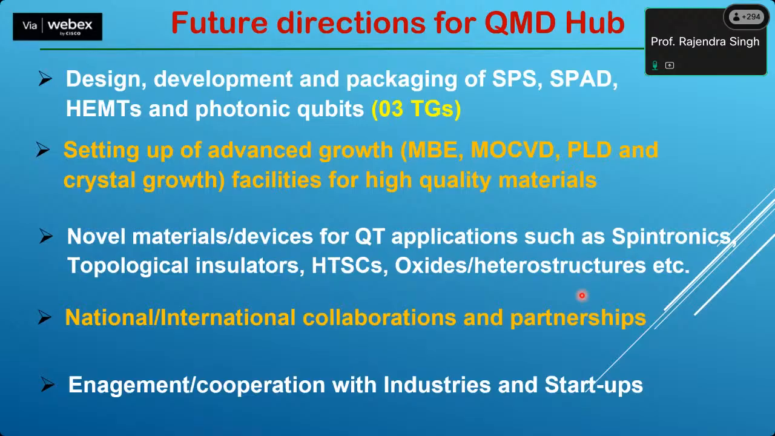Future directions, right now our groups have just started. In the last 1 year we have started doing some technology development, so we are working on design. So these three technology groups, now you clearly know what are the material systems and what are the devices we are fabricating. So design, development and packaging of single photon sources, single photon avalanche detectors, high electron mobility transistors and photonic qubits. So this is, let's say, our future goal.